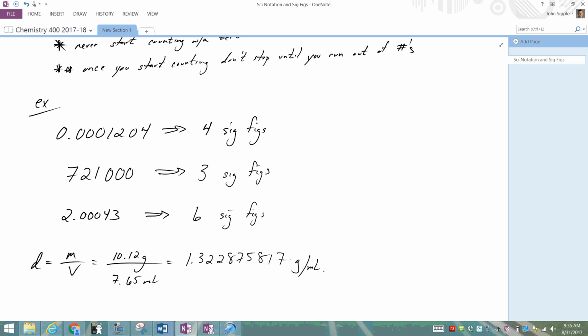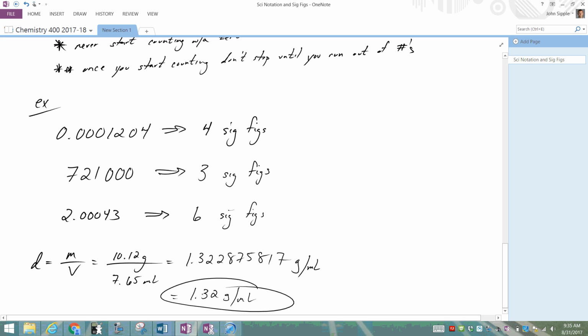So in this case, our answer really is only good for 3 significant digits. Anything beyond that is uncertain. We don't know those answers. It could be right, but it could be way different. So in this case, we would round this to 3 sig figs, 1.32 grams per milliliter. We got 3 sig figs there. The 4th digit is less than 5, right? So that's why I left it as 1.32. Okay with that?